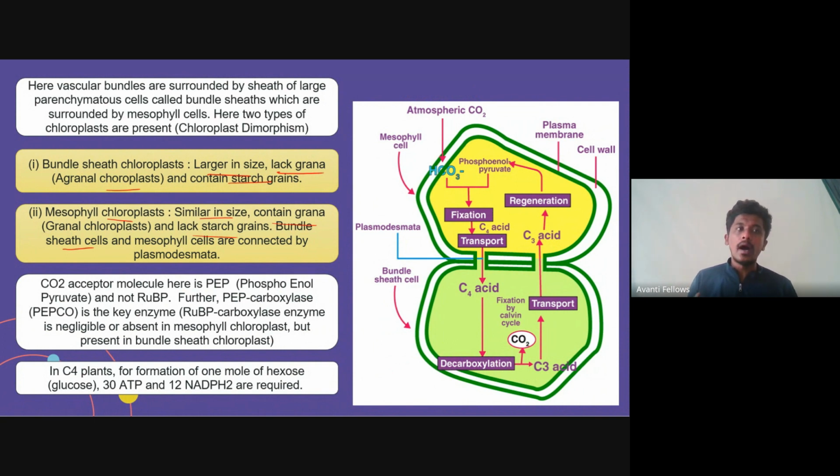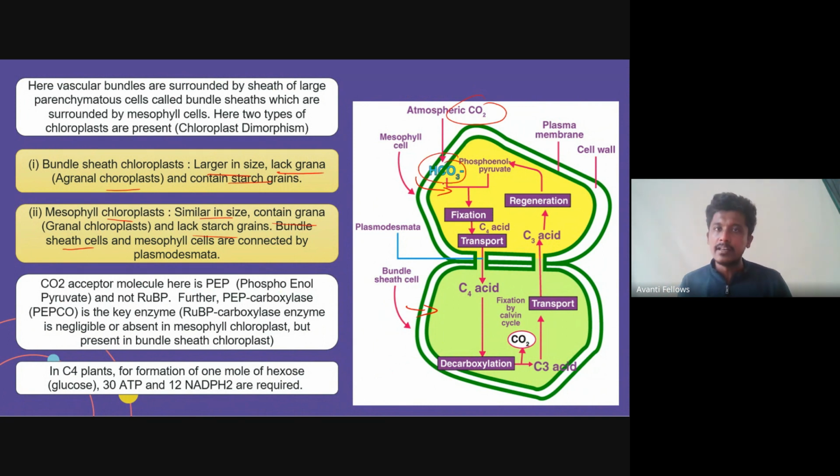Now, there is a proper understanding between these bundle sheath cells and mesophyll cells. It's very easy to understand. Atmospheric carbon dioxide is absorbed through which cells? Here, on the lower side we have bundle sheath cells, and the mesophyll cells are on the upper side. Atmospheric carbon dioxide enters the mesophyll cells.